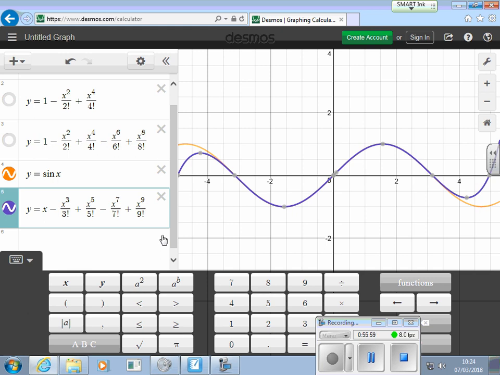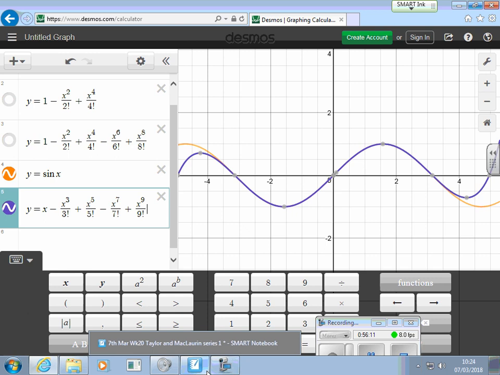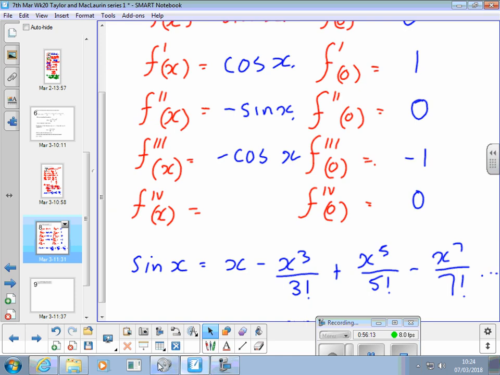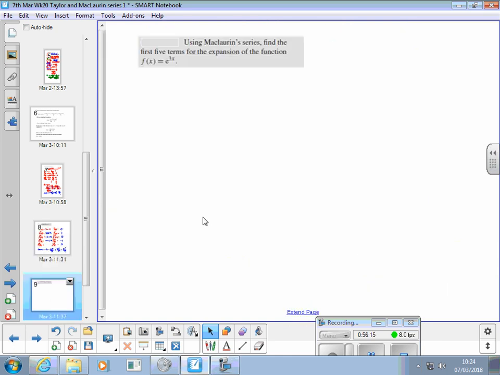We're going to look at one now where other constants come in front of those extra power terms. Have a look at the next one on the next page. It's time to start having a look at that one, and you can carry it on after. Using the Maclaurin series, find the first 5 terms for the expansion of the function e to the power 3x.